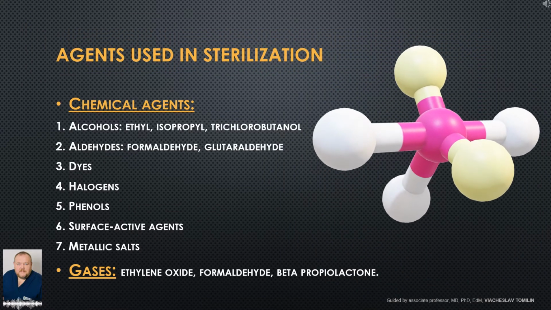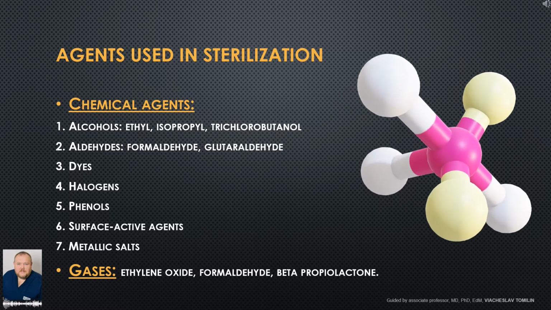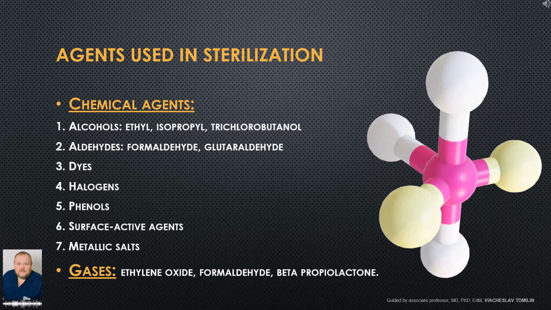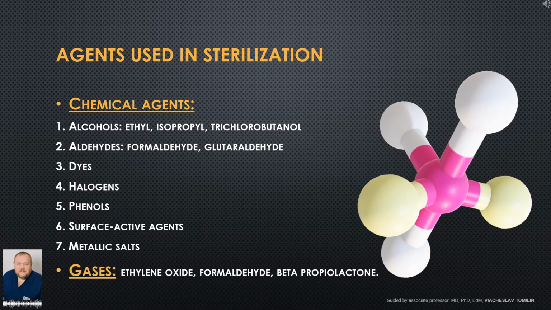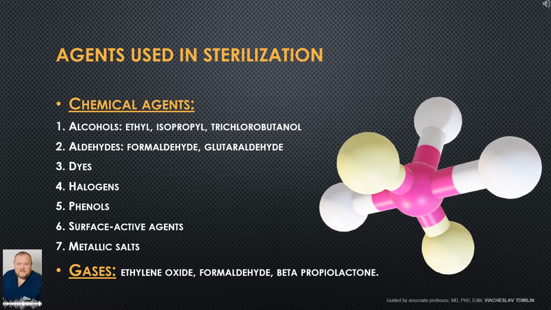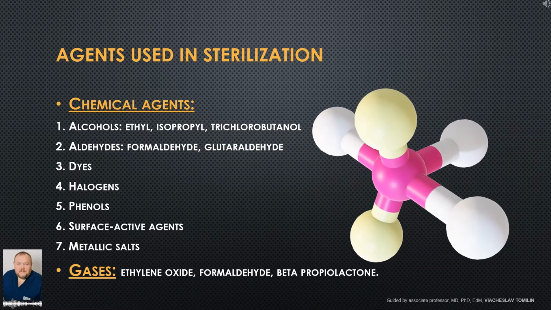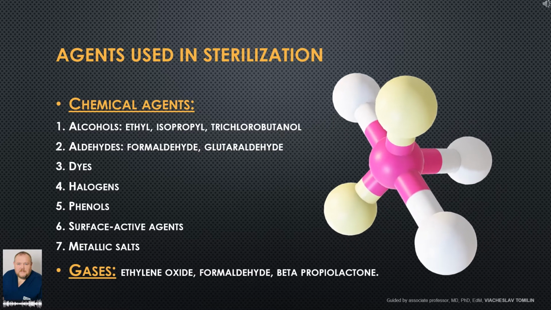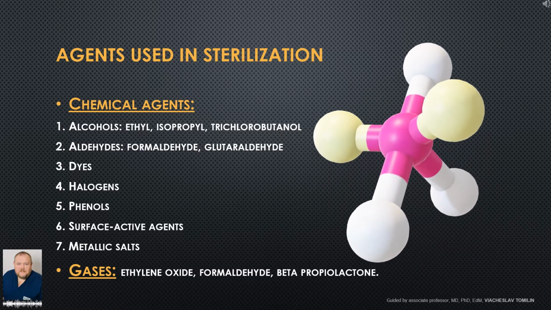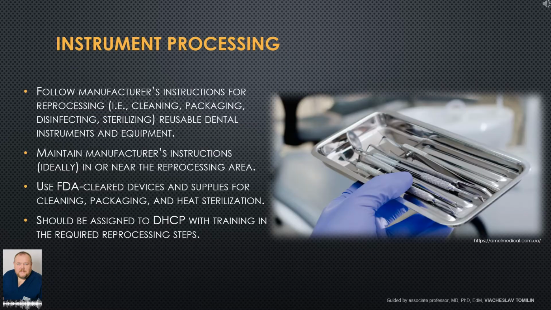Chemical agents. 1. Alcohols: ethyl, isopropyl, trichlorobutanol. 2. Aldehydes: formaldehyde, glutaraldehyde. 3. Dyes. 4. Halogens. 5. Phenols. 6. Surface active agents. 7. Metallic salts. Gases: ethylene oxide, formaldehyde, beta-propiolactone.